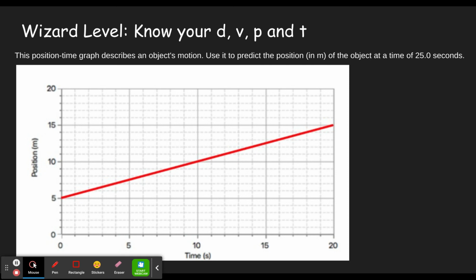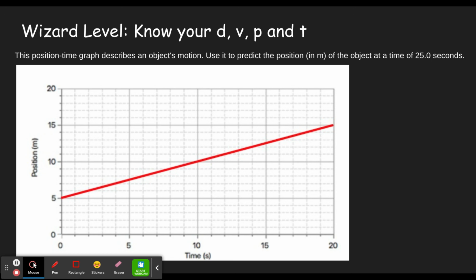All right. So then this is the wizard level, and there's a bunch of different kinds of problems in the wizard level. I'll step you through one of each just to make sure you've got the idea, and then you can do the ones on Physics Classroom on your own to make sure you understand it. Okay, so here you're asked to extrapolate.